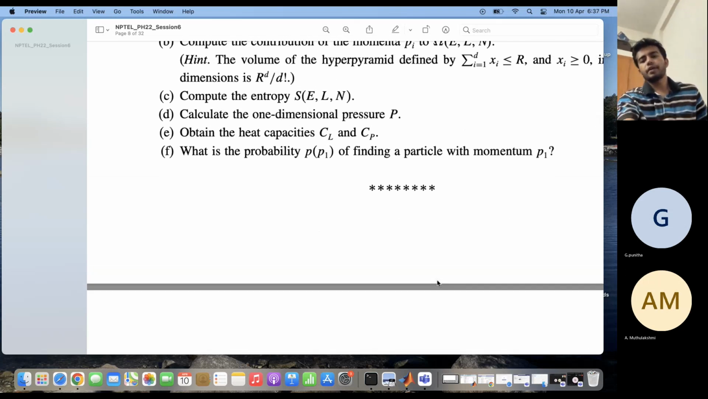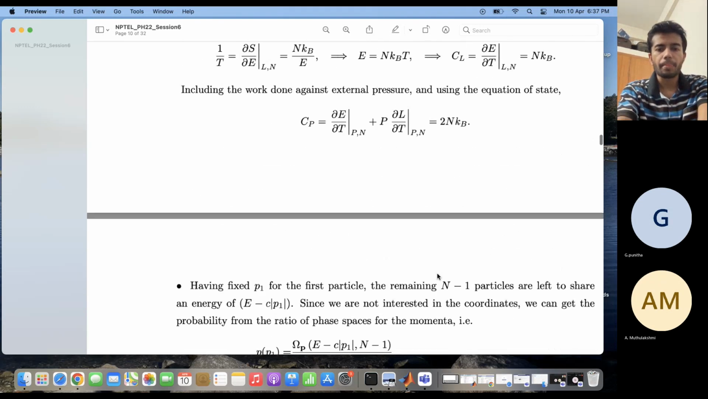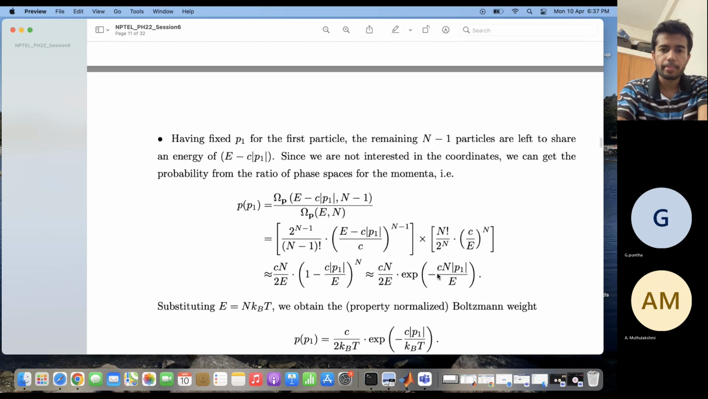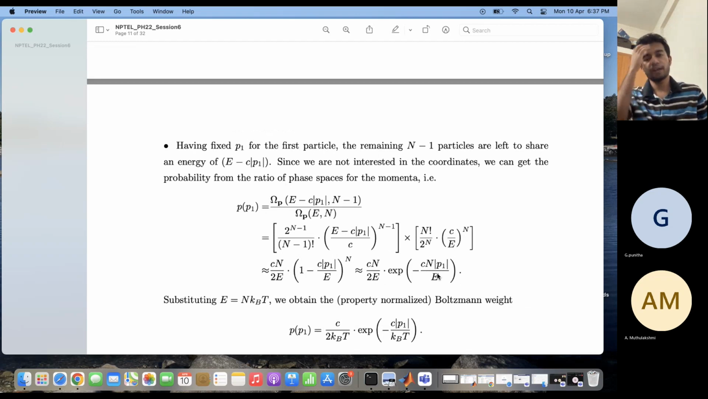So what is the probability of finding a particle with momentum p1? So we fix the momentum of a given particle as p1 and allow the rest n minus 1 particles to share the rest of the energy, which is E minus cp1. Right. So then this becomes equal to the total number of microstates in the new system, that is the system of n minus 1 particles with energy E minus cp1, divided by the total number of microstates that were there in the original system. Right.